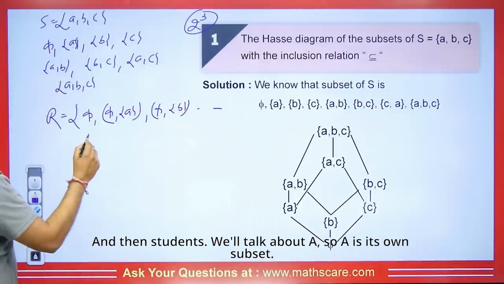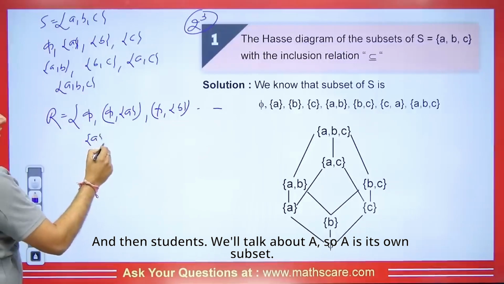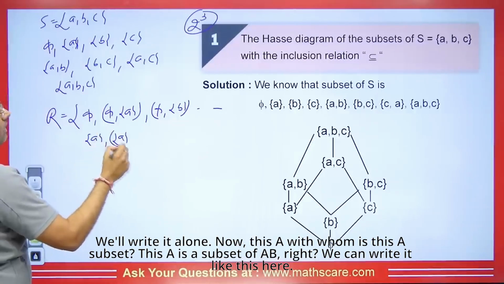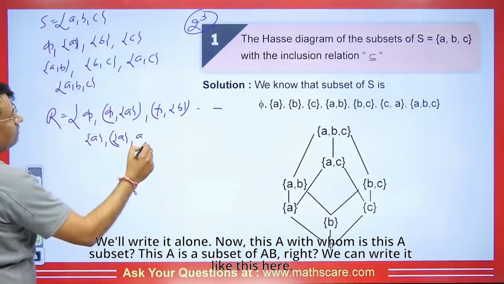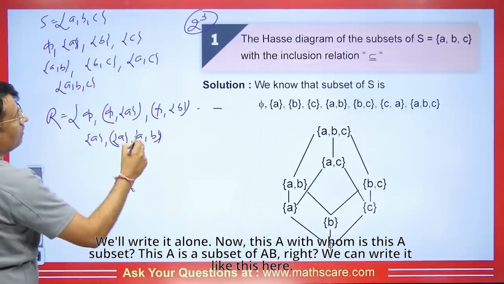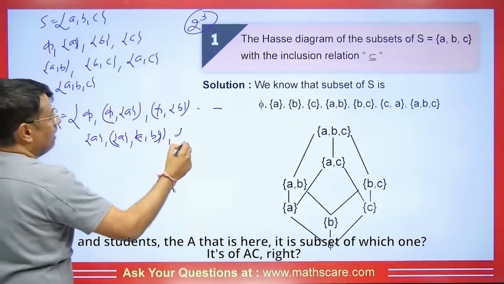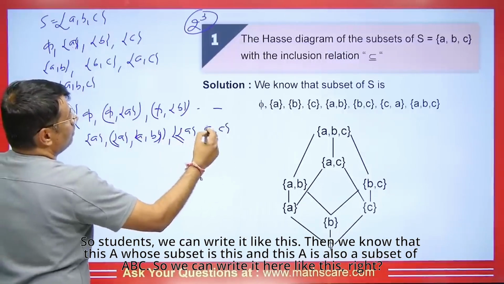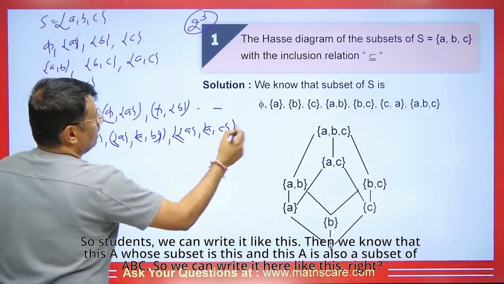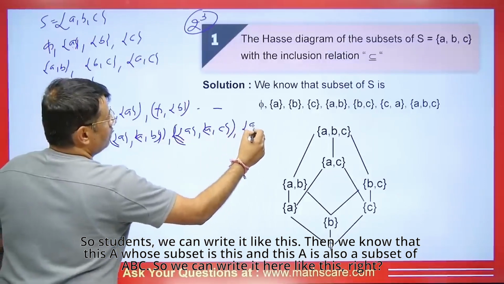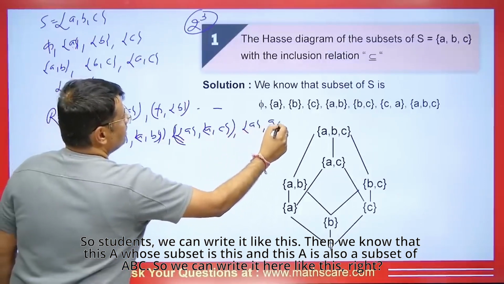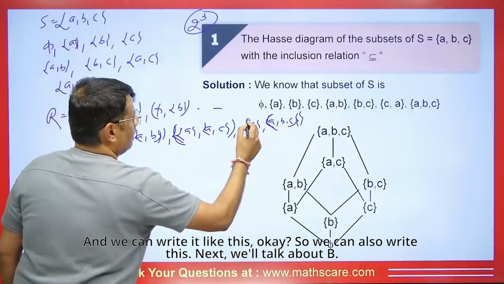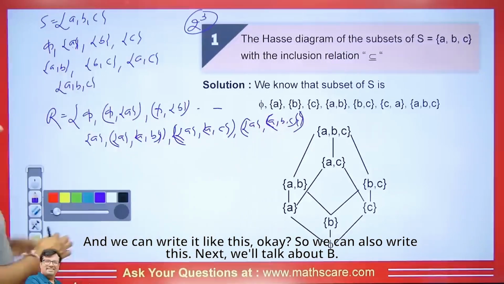And then students, we'll talk about A. So A is its own subset. We'll write it alone. Now, this A, with whom is this A a subset? This A is a subset of AB, right? We can write it like this here. And students, the A that is here, it is a subset of which one? It's of AC, right? So students, we can write it like this. Then this A is also a subset of ABC. So we can write it here like this, right?